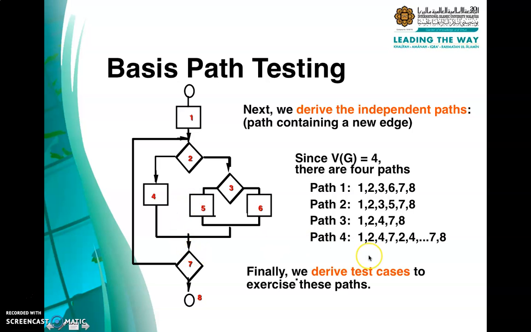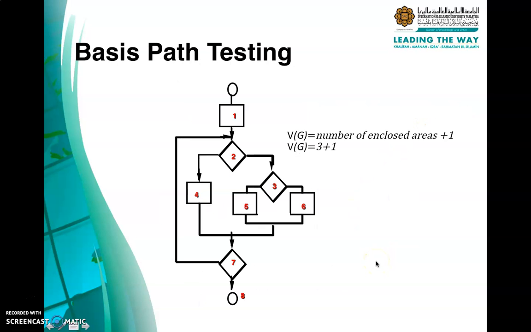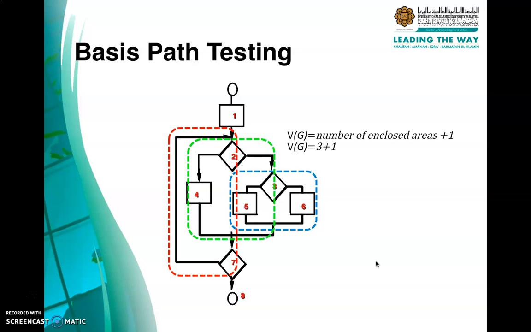Finally, we should derive test cases to exercise these paths. When we design the test cases, they have to cover all these individual paths. And that is 3 enclosed areas. If you look at this flow chart, this is the same example: the first enclosed area, the second, the third. Of course, the cyclomatic complexity is enclosed areas plus 1, so 3 plus 1 is 4.